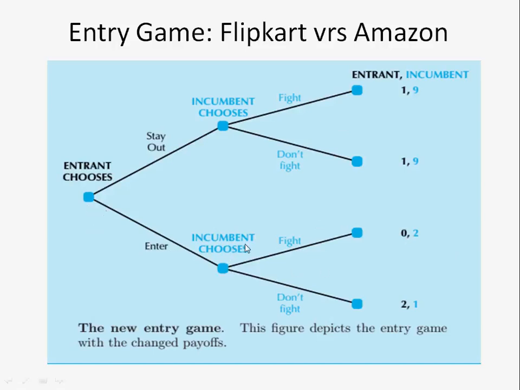But if Amazon enters and Flipkart chooses not to fight, rather they are willing to share the market, in that case Amazon will get 2 units of profit and Flipkart will get 1 unit of profit. Let us take another action. If Amazon chooses to stay out, Flipkart has either fight or don't fight. If they fight, the entrant will still get just 1. The incumbent, Flipkart, will have a major amount of profit, which is 9 units. If they don't fight, they still get 9 units of profit.